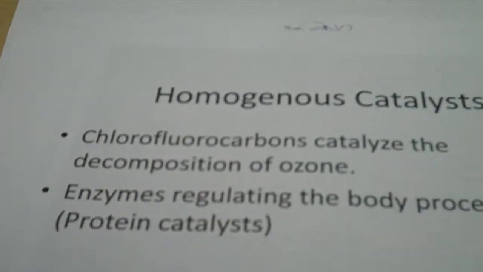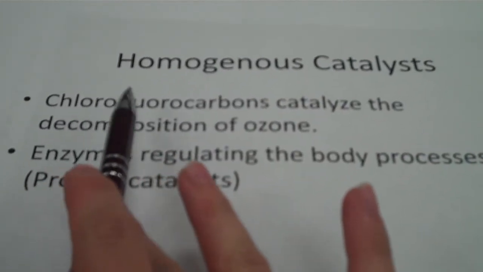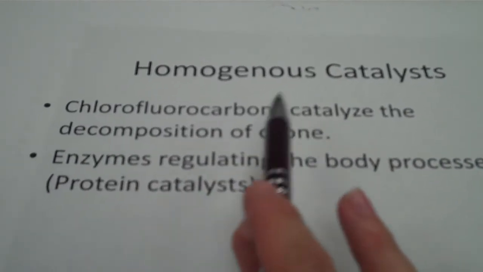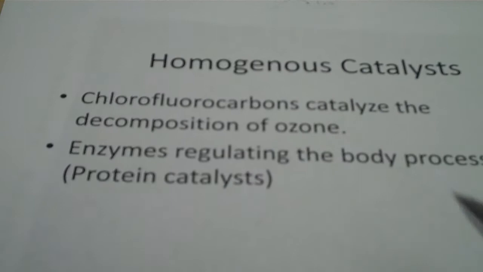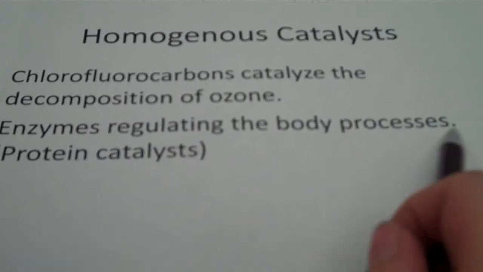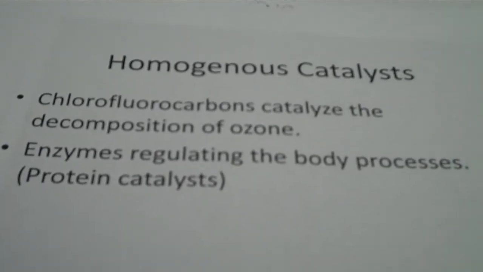So here's some more examples of a homogeneous catalyst. Homogeneous catalysts could be chlorofluorocarbons, which catalyze the decomposition of ozone. This is very important because ozone is a very dangerous gas that's causing our atmosphere to heat up. Enzymes also are going to regulate the body processes. This is where they are protein catalysts. This is very important to your day-to-day life.